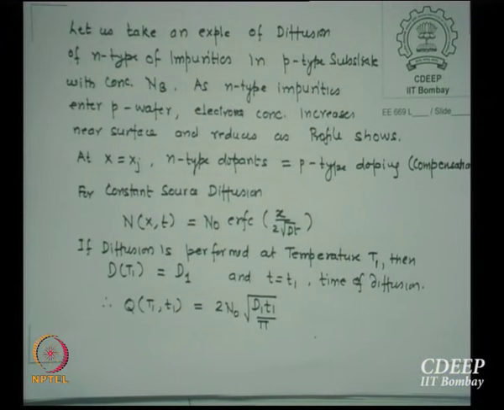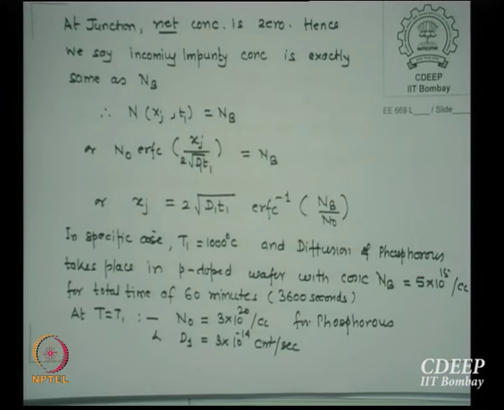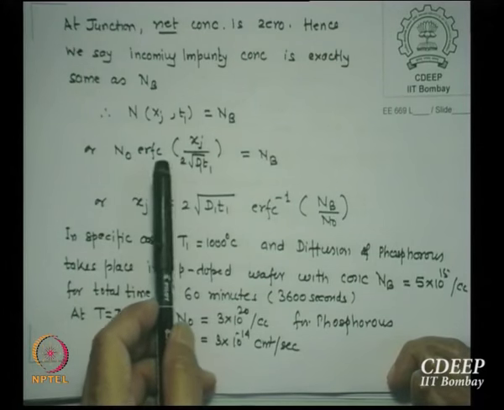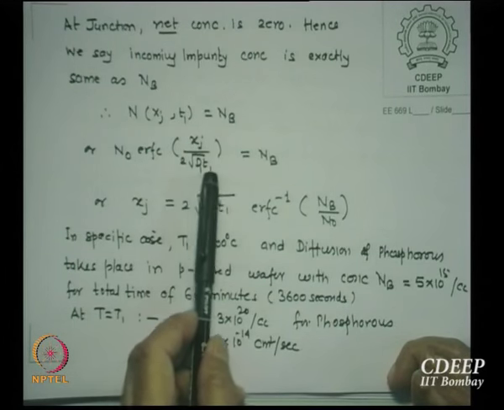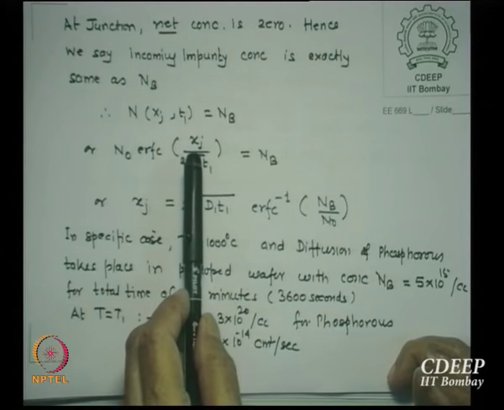Okay. So let me write again now. Whatever I said, please note down, this is relevant because I am going to create Q out of error function profiles. Okay. So again I said at the junction net concentration is 0, hence we say incoming impurity concentration is exactly the same as NB, and therefore we say N0 erfc(xj upon root D1 T1) must be equal to NB at what point? X equal to xj.